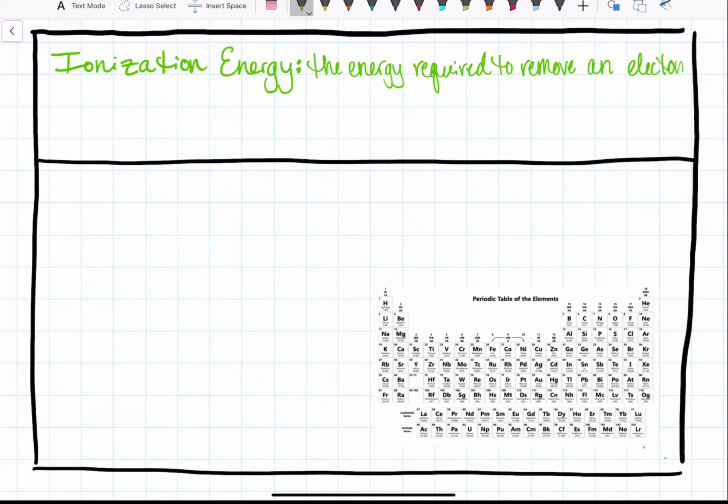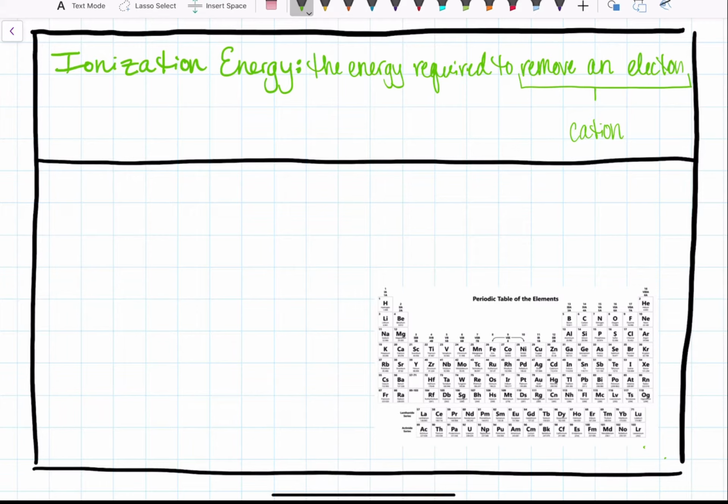And whenever we are removing an electron, that means now we have lost electrons. Losing electrons falls under the category of cations. So we are looking at the energy it takes to form cations. Really, even though it's called ionization energy, it could be called cation formation energy.